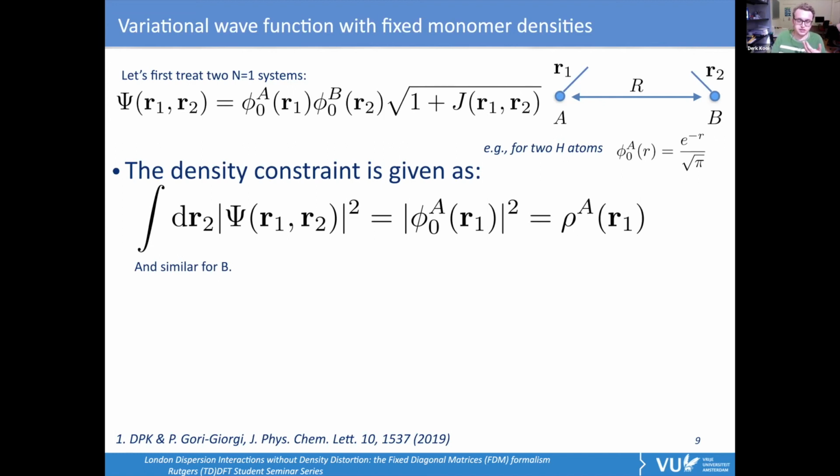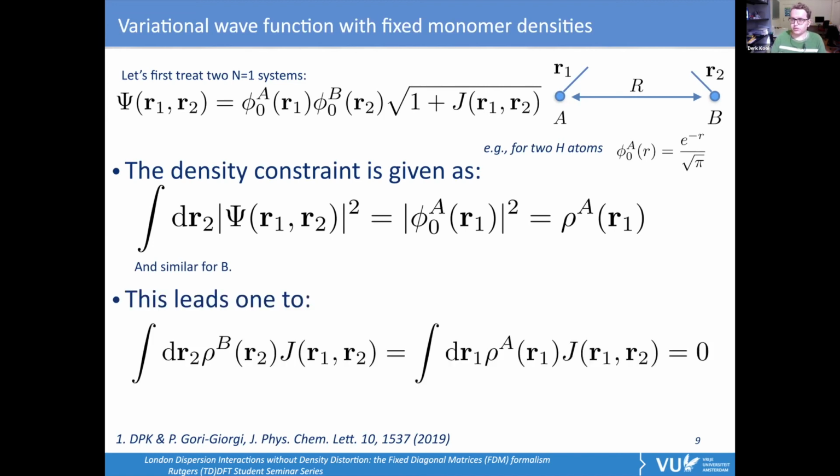Then we wanted to fix this electron density. So this constraint we put in the following way. We take psi, we take the absolute value squared, we integrate out 1 electron coordinate, and we get phi 0 squared, or rho A, and similar for B. Due to the square root format, this leads to a simple linear constraint. So if you integrate j with the correct density, so here rho B with R2 and j of R2, or the same for rho A with R1, then you need to get 0 in all cases. That is the constraint we build in.